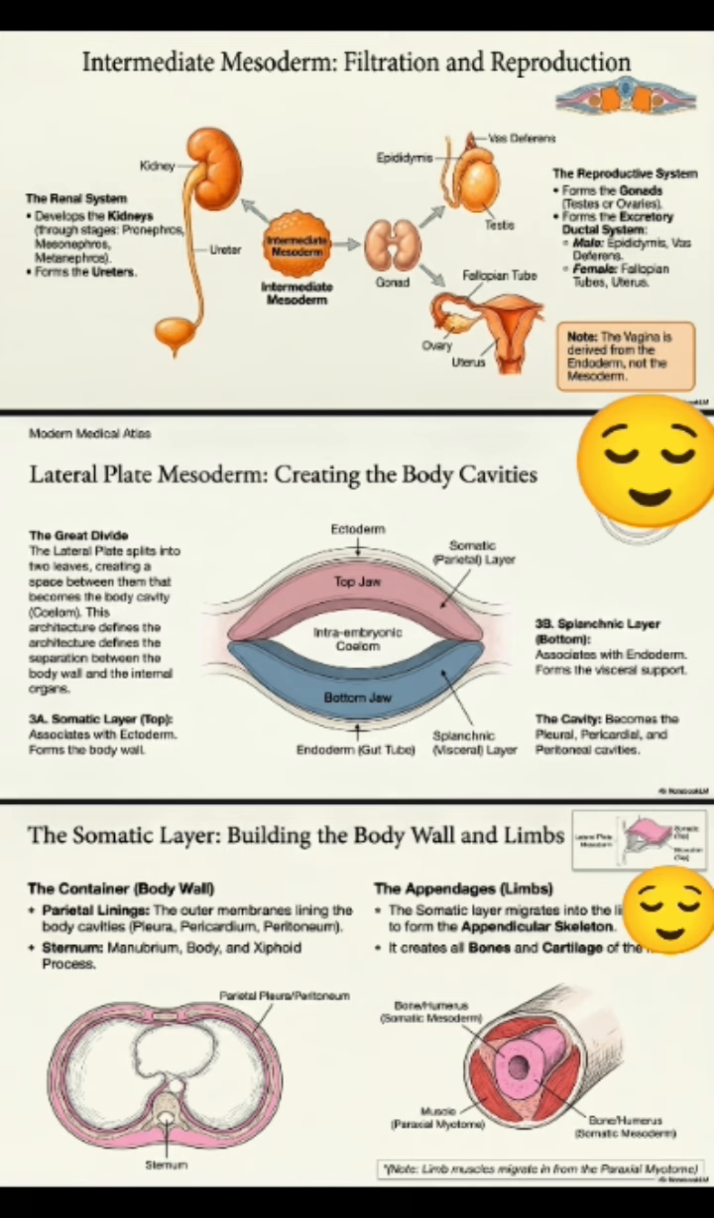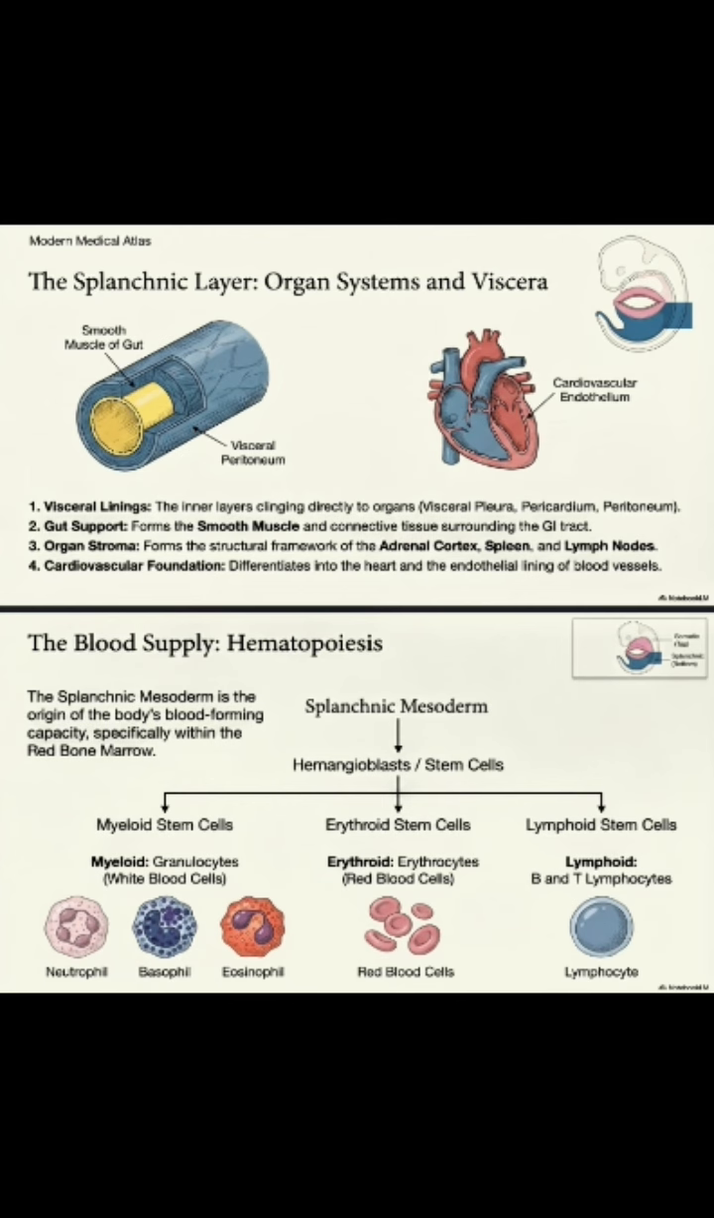Lastly, we have the lateral plate mesoderm. Like I said before, it has the somatic layer and the splanchnic layer. The somatic layer forms the parietal lining of body cavities. It forms the sternum. It forms your limbs also. The splanchnic layer forms the visceral linings, which, unlike the parietal layer, cling to the organs directly.